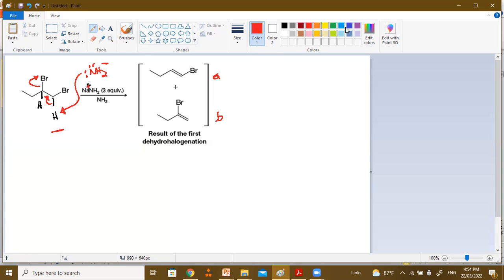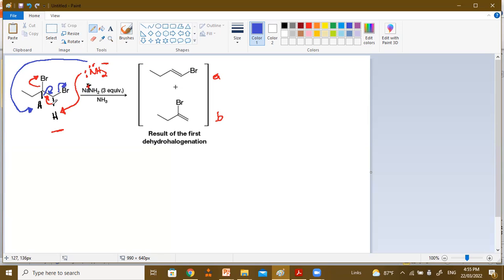If this amide will abstract this proton, what will happen is that the electrons in the bond between this carbon and hydrogen will be used to form a double bond. Once this forms a double bond, your bromine will leave and it will bring with it its electron pair.